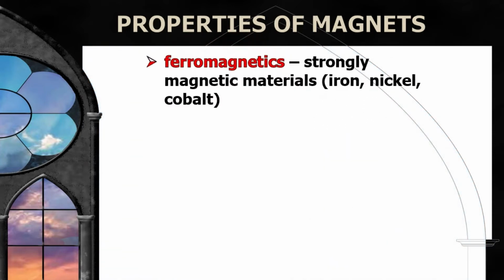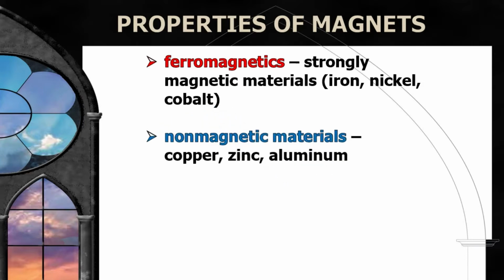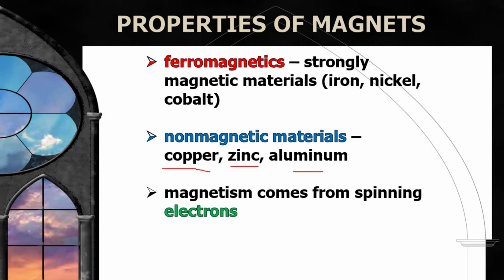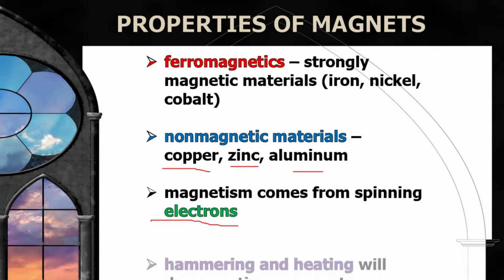And talking about the materials that are magnetic in nature, we have here the ferromagnetics, or these are the materials that are strongly magnetic like iron, nickel, and cobalt. And the opposite of this are the non-magnetic materials like copper, zinc, and aluminum. So magnetism comes from the spinning of electrons. So always remember, sa electrons nagmula ang tinatawag nating magnetism.